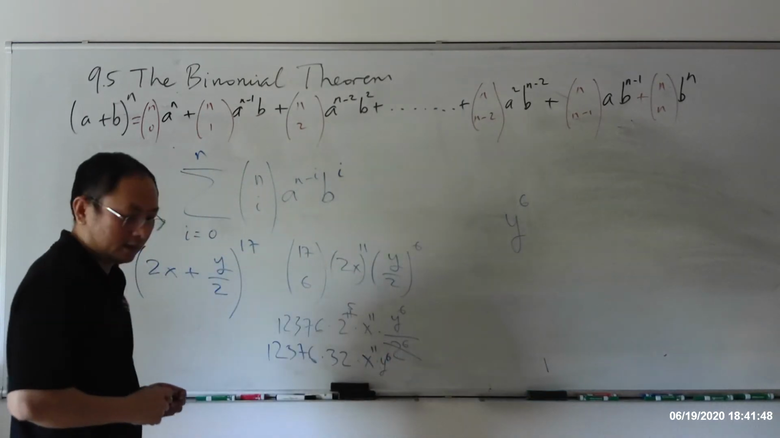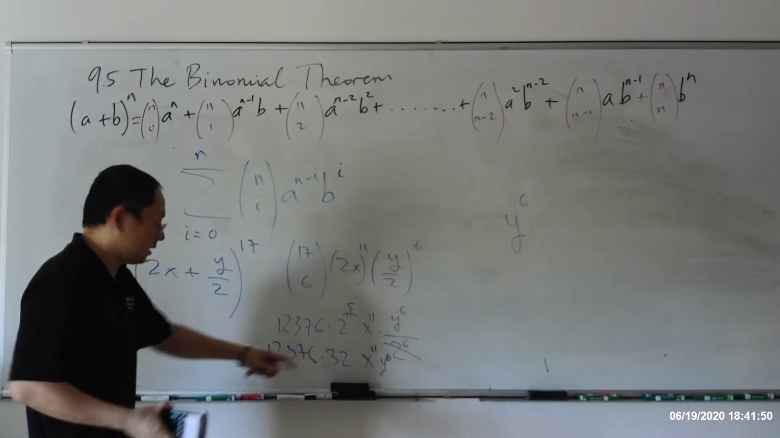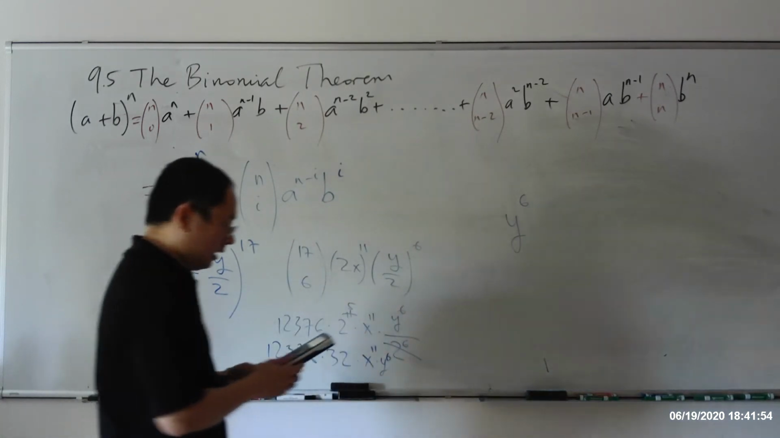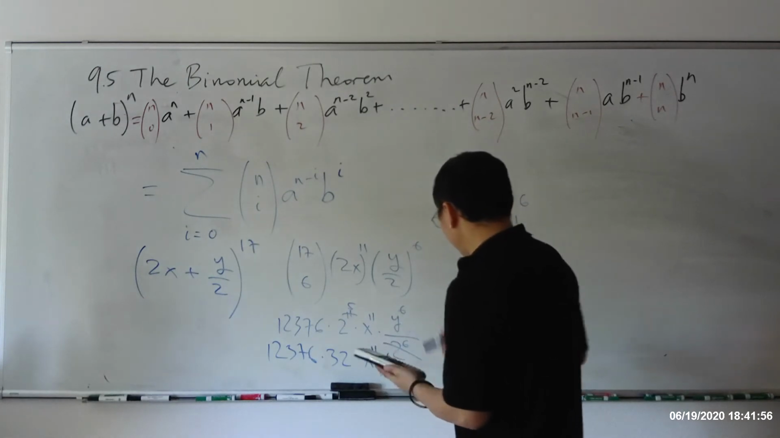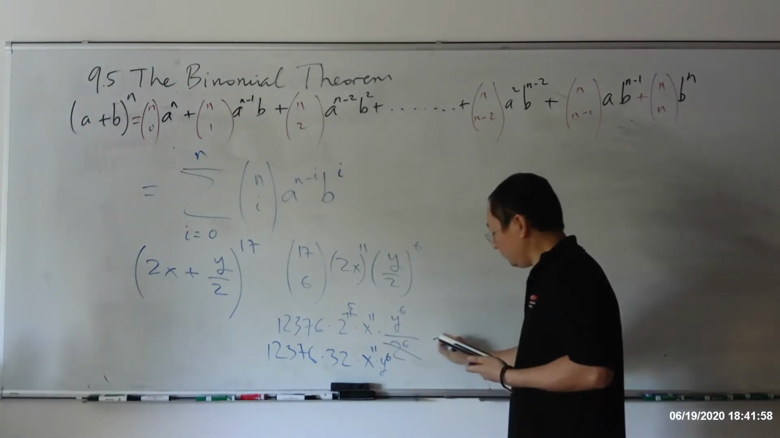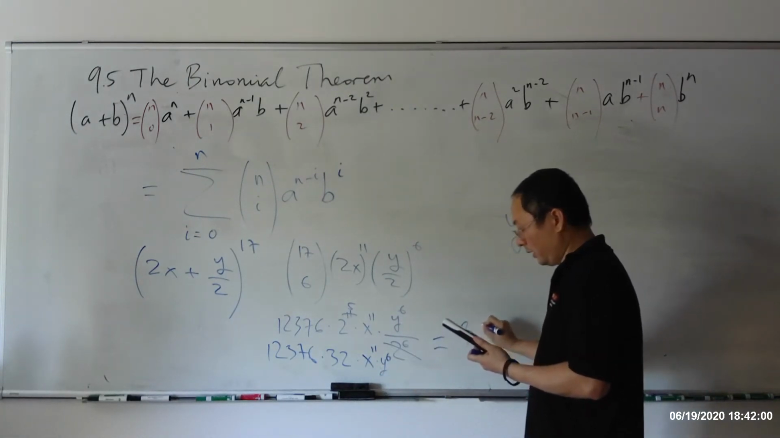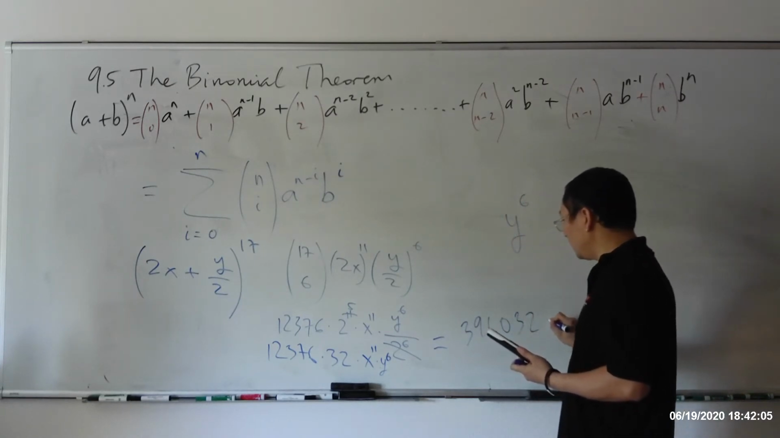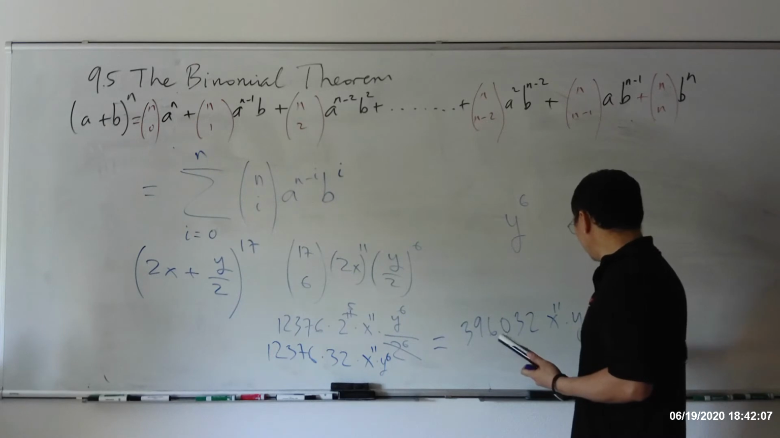Okay? So one more calculation. Take this number times 32. So the answer is 396,032 times x to the 11 times y to the 6.